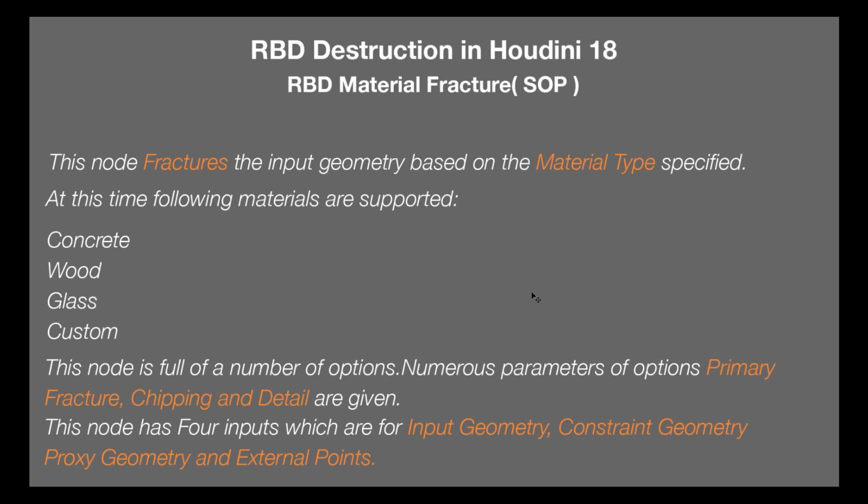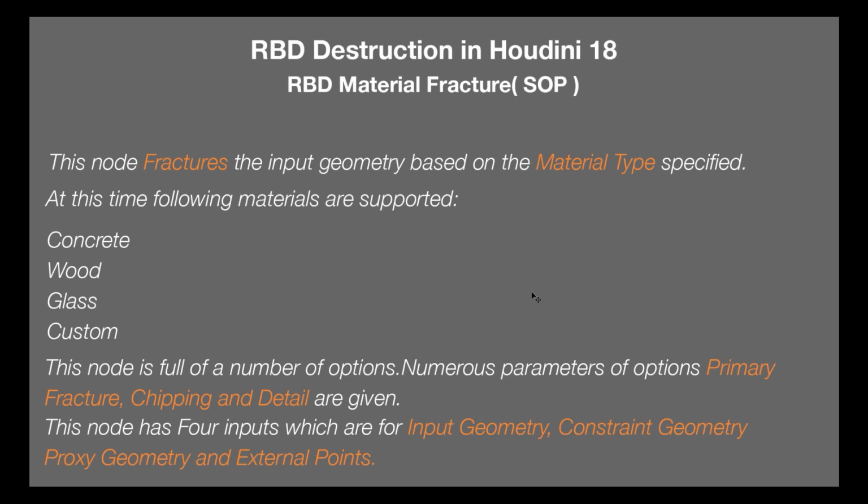and some tabs are given, and some of them are primary fracture, chipping and detail. Edge detail is there, interior details are there. So these are some of the options which you will be using. It has four inputs in the node. The first one is for input geometry, the second one for constraint geometry, the third one for proxy geometry, and the fourth one is for external points. If you want to give the fracture points from outside, then we can use the fourth one.